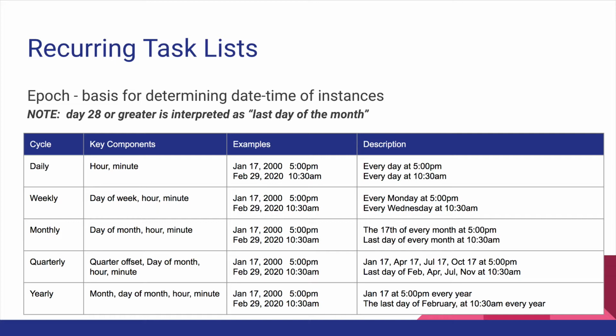Roller makes this pretty straightforward. For anything which is based on a monthly cycle, so that means monthly or quarterly, if the date of the epoch is the 28th or later, it's interpreted as the last day of the month. Now, we'll see this in the examples that we work out later, so I'll come back to this when we get there.